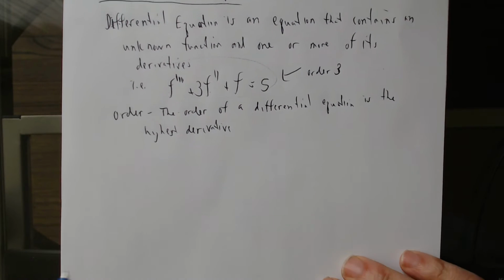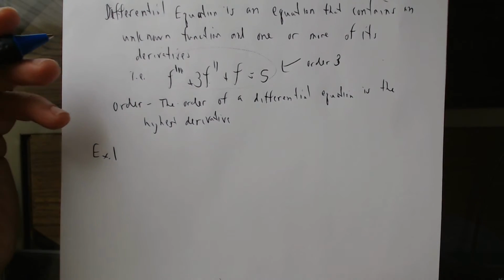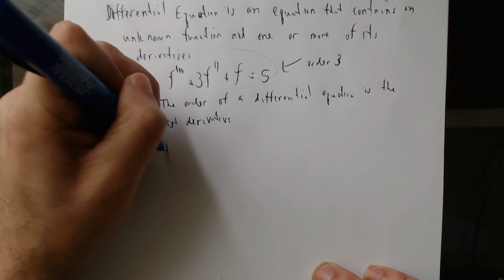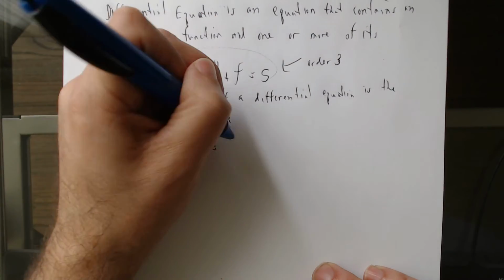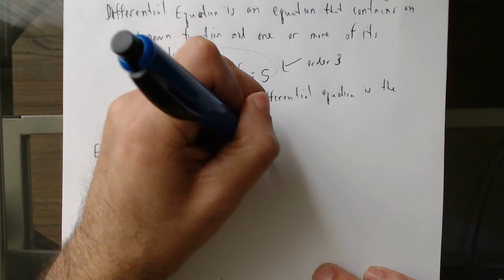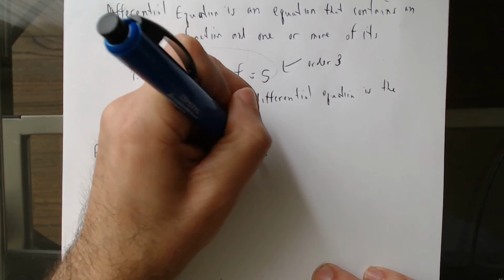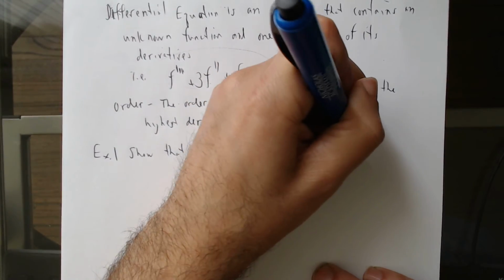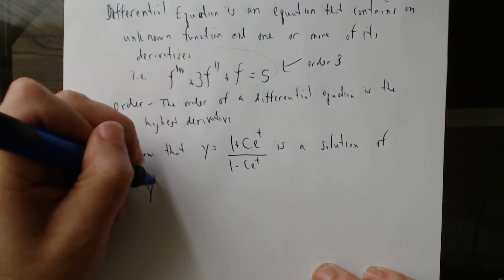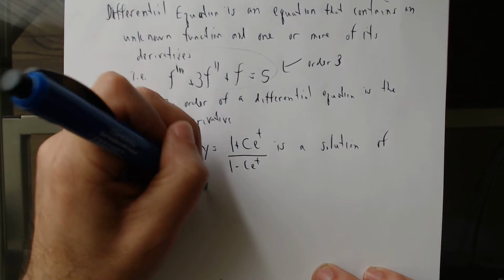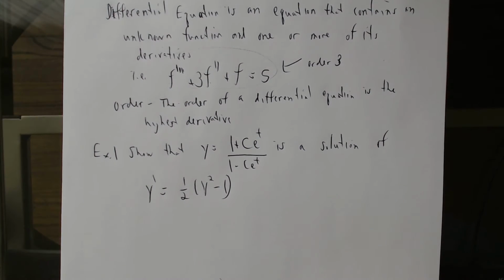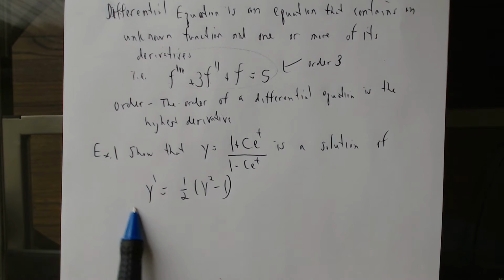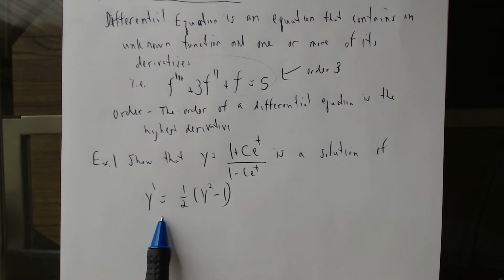Okay, so for our first example, and our only example, we're going to say, show that y equals (1 plus a constant times e to the t) divided by (1 minus a constant times e to the t) is a solution of y prime equals 1/2 times (y squared minus 1). Now look at what's happening here. Why is this a differential equation? Because I have the function y, which I don't know what it is, and I have the derivative of y. So this definitely is a differential equation, not as complicated looking as that, but still a differential equation.